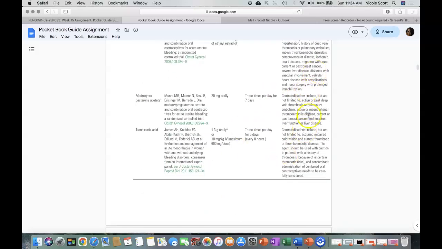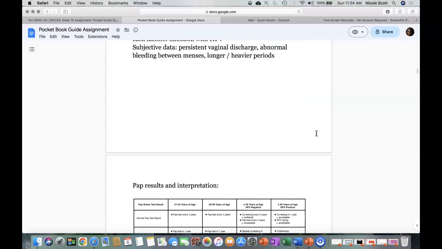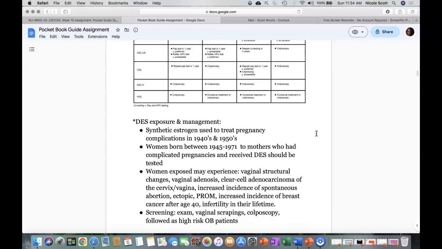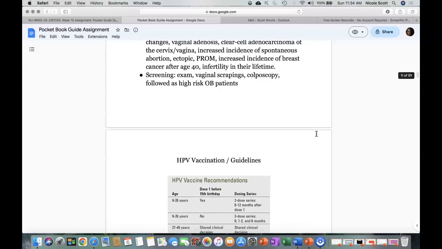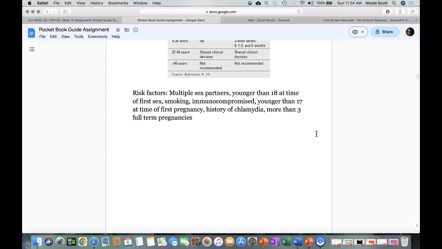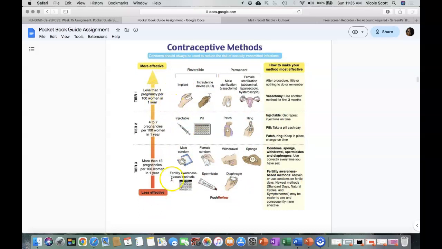along with the contraindications on the side here. Cervical cancer screening and guidelines, risk factors, subjective data, PAP results, interpretations of this, some DES exposure information, HPV vaccination and guidelines, contraceptive methods, a good overview chart here of all the methods for contraception, along with the effectiveness.